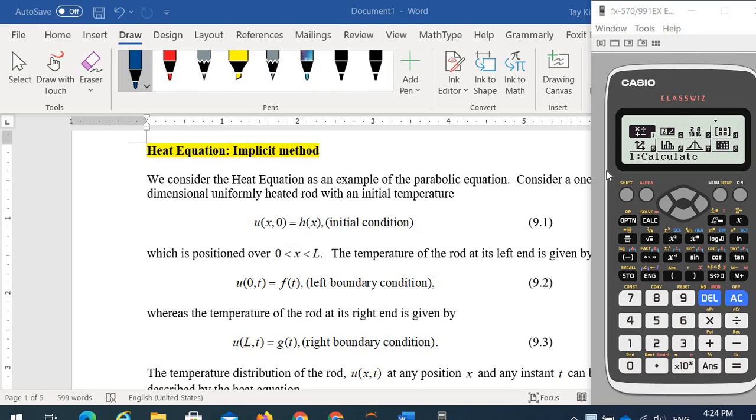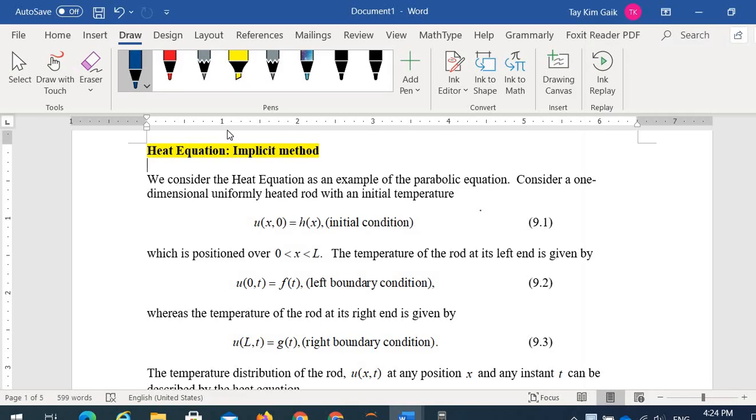I'm going to show how to use a Casio fx-570EX ClassWiz calculator to solve the heat equation using the implicit finite-difference method. Consider a one-dimensional uniformly heated rod with an initial temperature U(x,0) equal to h(x), which is considered as the initial condition. U(x,t) is the temperature distribution.